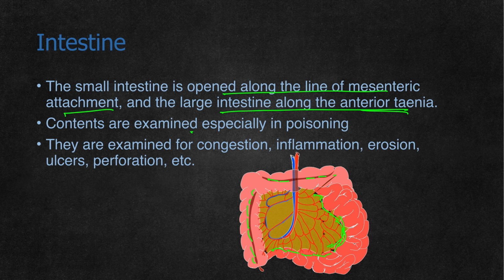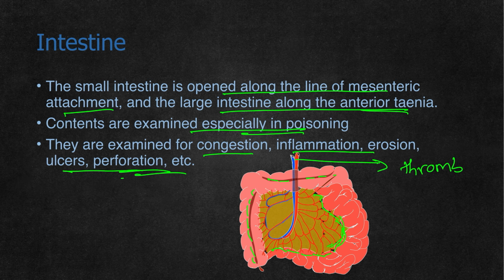The contents are examined, especially in poisoning cases. It has to be clearly examined. Congestion, inflammation, erosions, ulceration, or perforation may be present, and that has to be examined thoroughly. Arteries and veins are examined particularly for any thrombi or emboli. If there is an embolus, that part of the intestine will be completely infarcted. That has to be clearly examined.